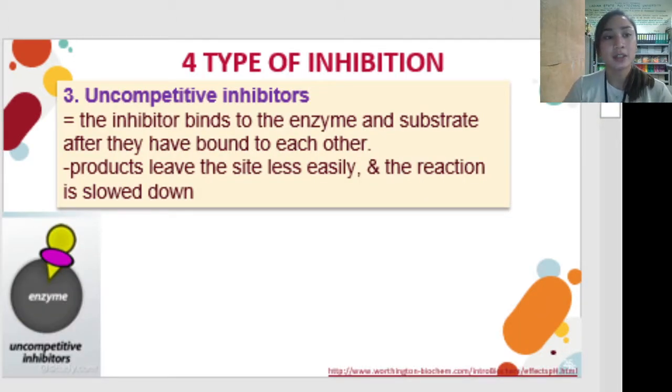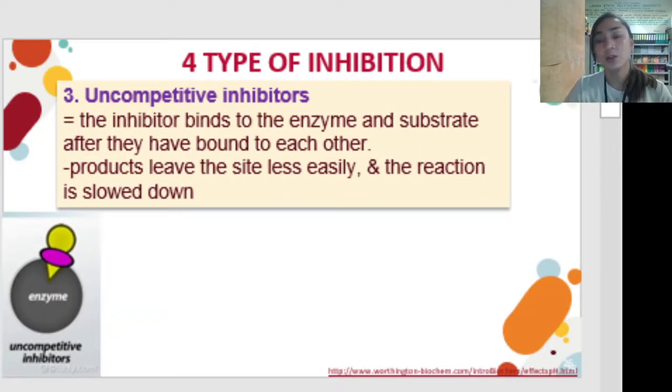So, we have another one, which is number 3, uncompetitive. So, dito, the inhibitor binds to the enzyme and substrate after they have bound to each other. And the products leave the site less easily. So, hindi ganun kadaling mag-leave yung ating product kasi meron ng blockage dito, yung purple one. And the reaction is now slowed down.